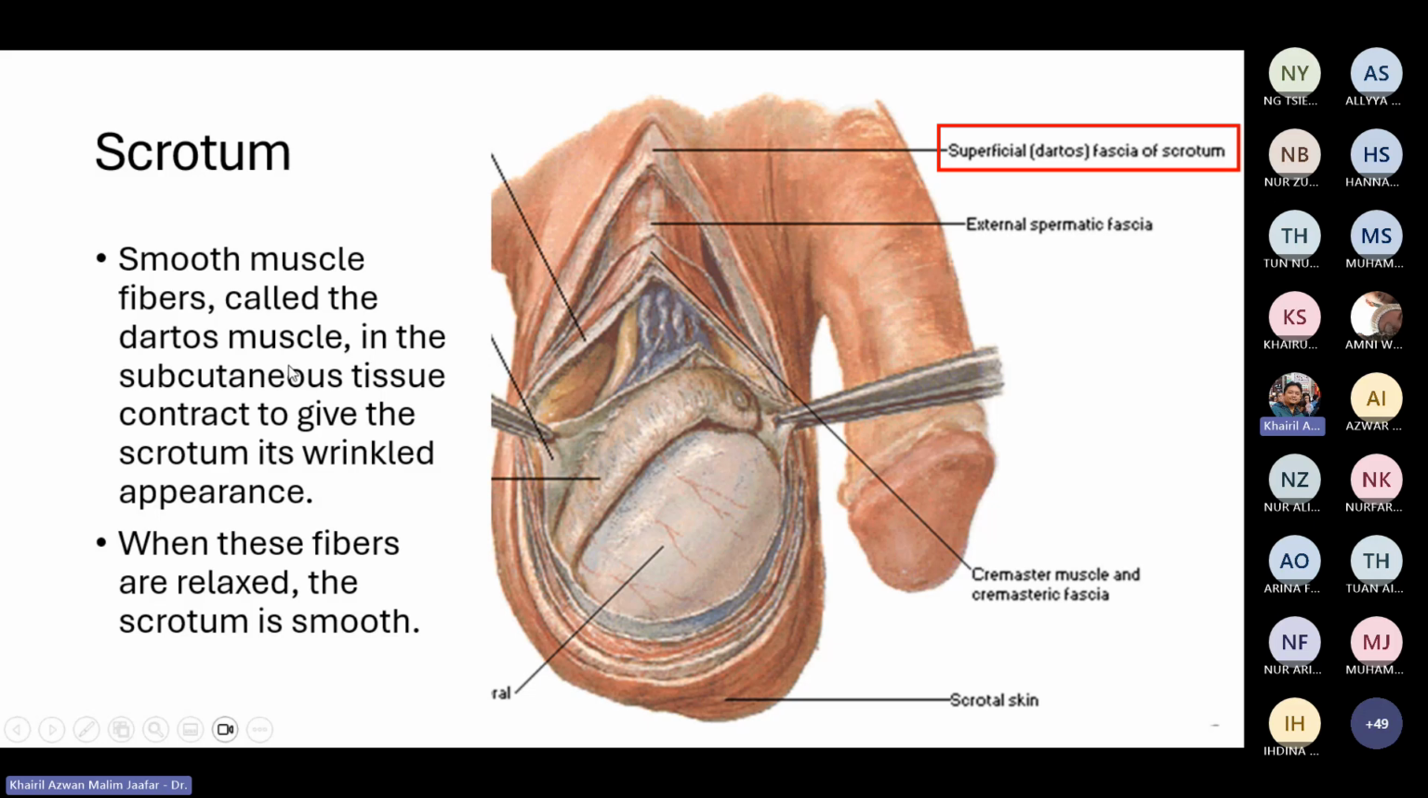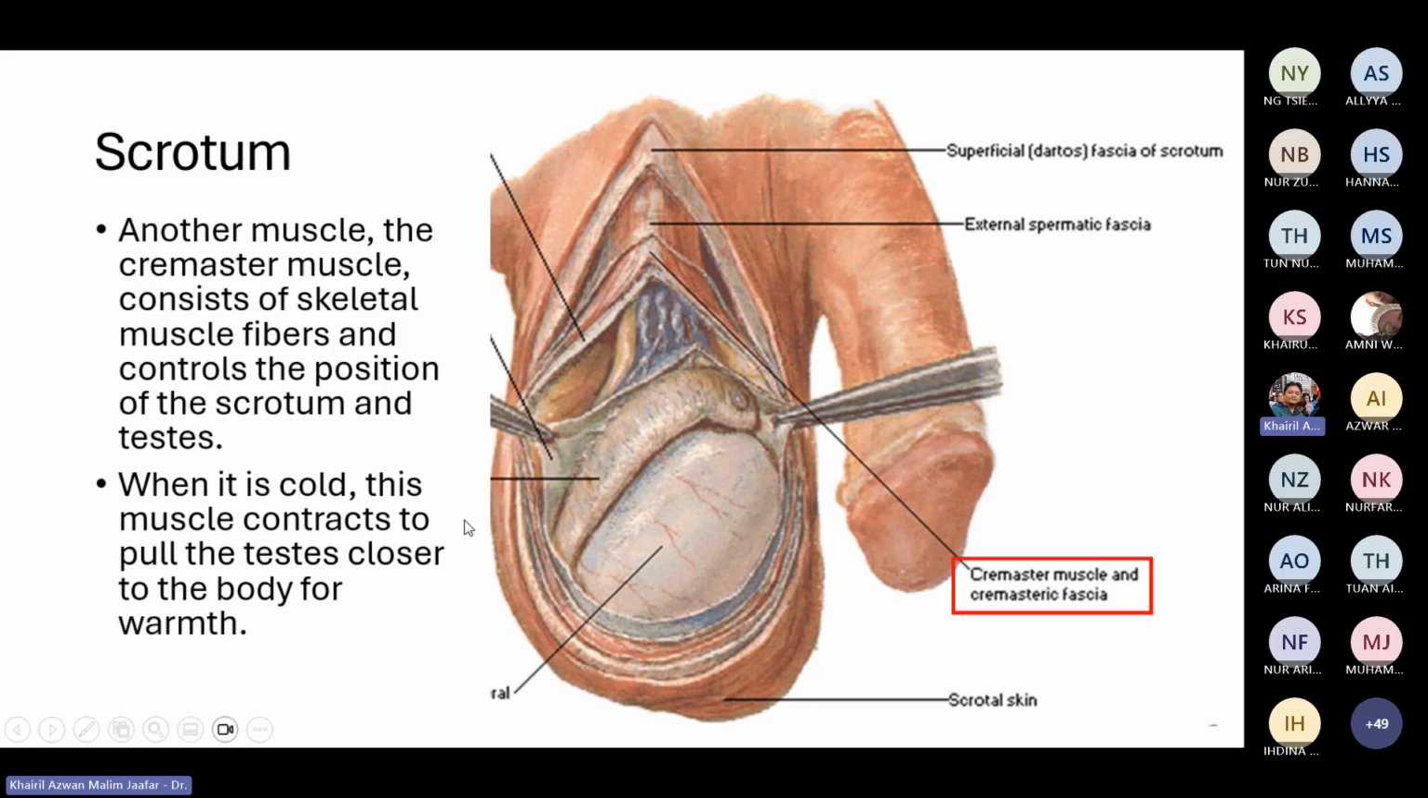This one is regarding the dartos muscle, a superficial fascia of the scrotum, which gives the wrinkled appearance of the scrotum. Another muscle, which is called the cremasteric muscle, actually raises up the scrotum close to the body when there's cold temperature.